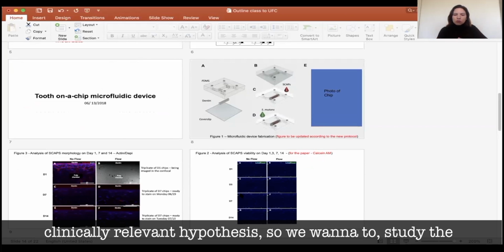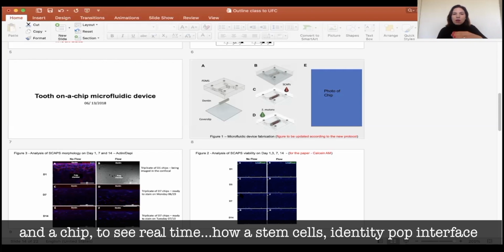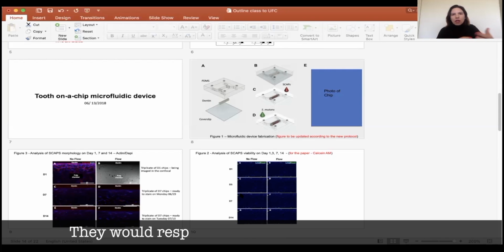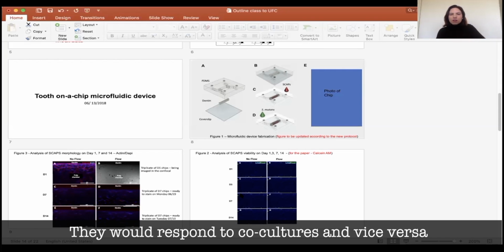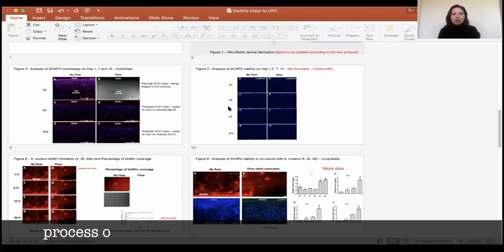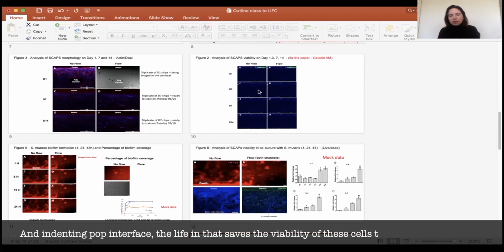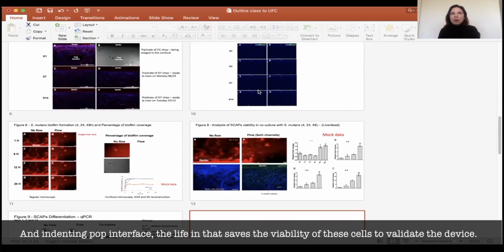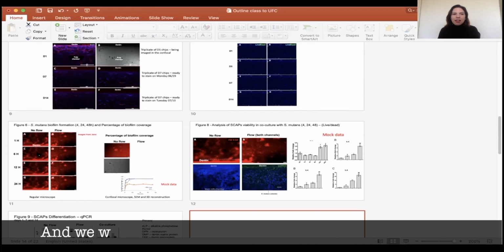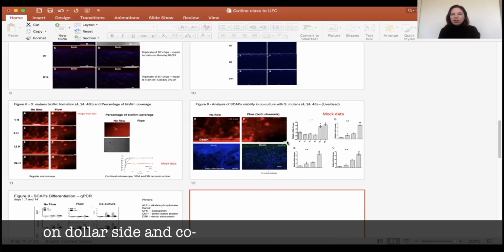So we wanted to study the interactions of cells with co-culture of bacteria in a chip, to see in real time how stem cells at the dentin pulp interface would respond to co-cultures and vice versa. So we knew that we wanted to have first a description of the fabrication process of the chip, characterization of the stem cells at the dentin pulp interface, the live and dead assay, the viability of these cells to validate the device, and we would like to have the bacteria characterization on the other side and the co-culture.